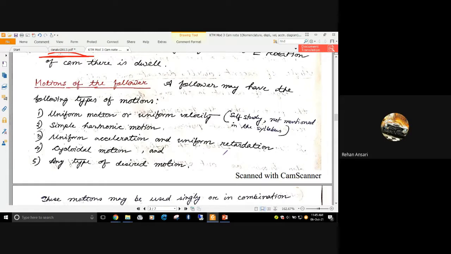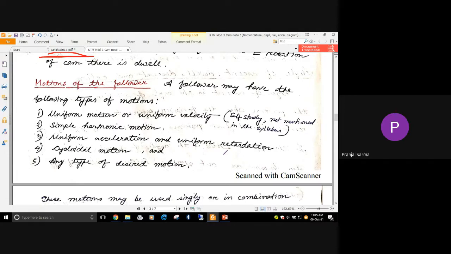Yes, correct. So in the cam, the input motion is given, and we take the follower. Whatever motion the follower is getting, depending on the profile of the cam, that is the output motion. We are mostly interested in the output motion, what kind of motion we are getting. For analysis purposes, if we can have certain standard types of motion on that particular follower, then designing the cam becomes easier for that type of motion. Now we'll see what are the different types of motion that the follower can have.